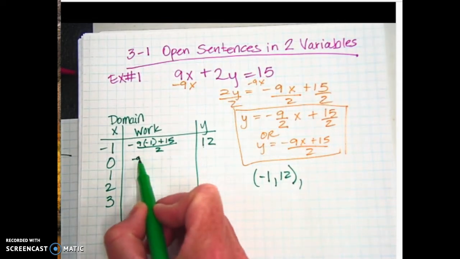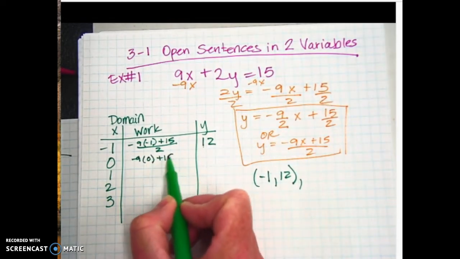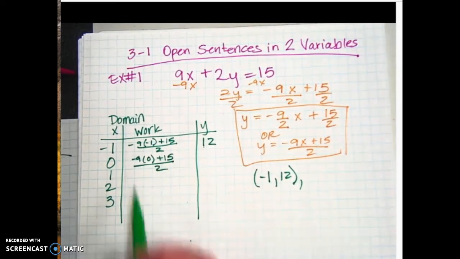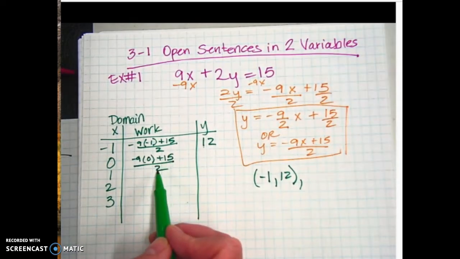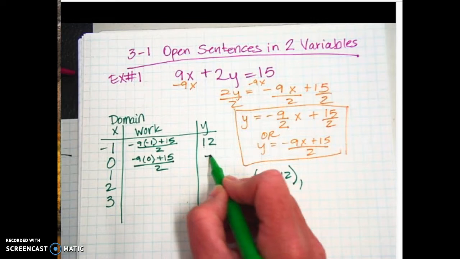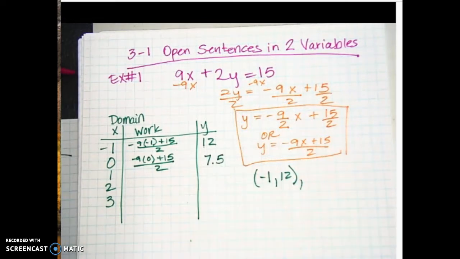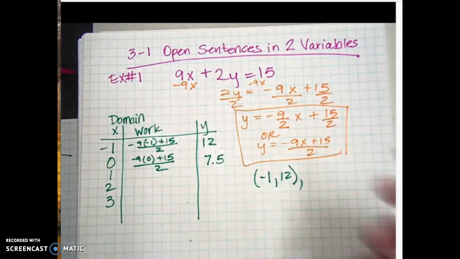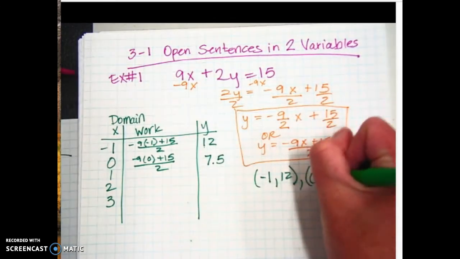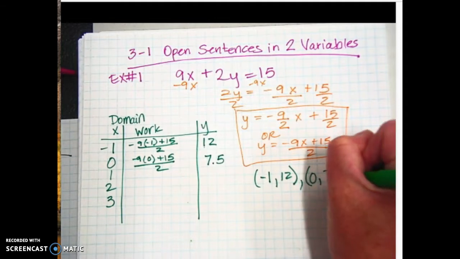Okay. For the next one, we're going to plug in 0. So we'll have negative 9 times 0 plus 15 over 2. So 0 plus 15 is 15. 15 divided by 2 is 7.5. You can write it as a fraction or a decimal. If it doesn't specify in the directions, you can choose which one you like better. So you write your second pair as 0, 7.5.